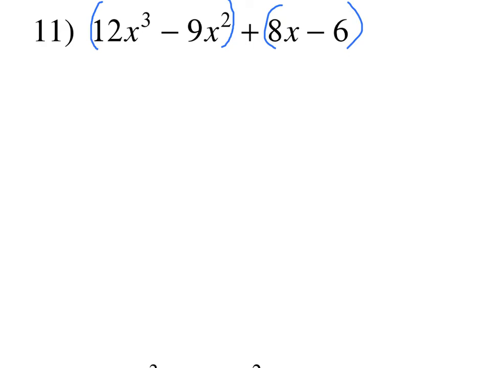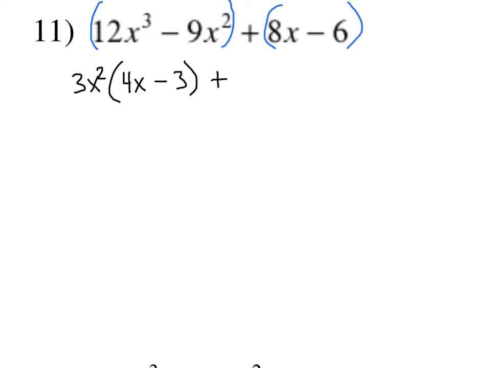So now that we have it grouped, we look at the first group. Just pay attention to this first group for now and factor it. Between 12 and 9, we can factor out a 3. And then we have x cubed and x squared, so I can factor out an x squared. So 3x squared times what gives me 12x cubed? That is 4x. And then 3x squared times what gives me -9x squared? That is -3.